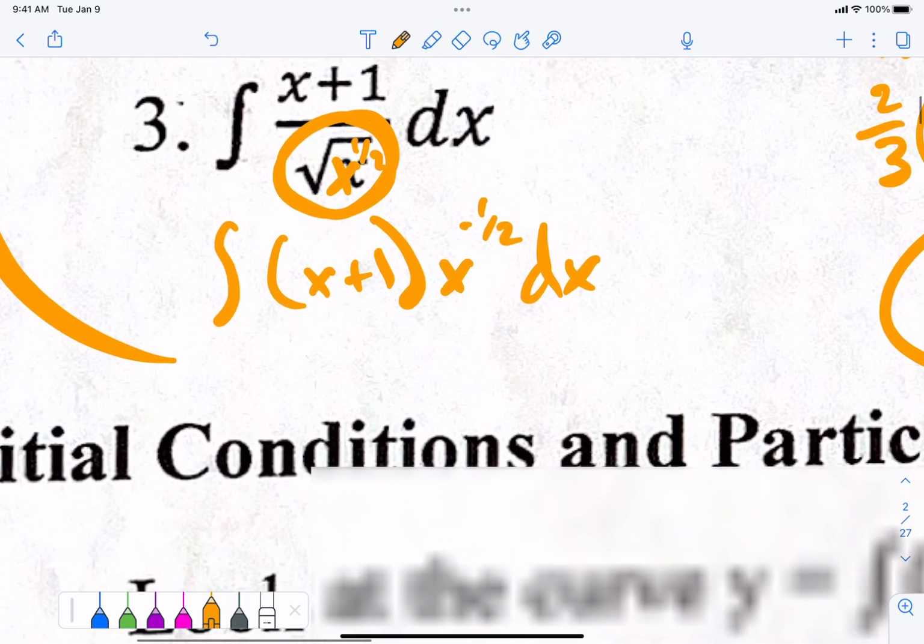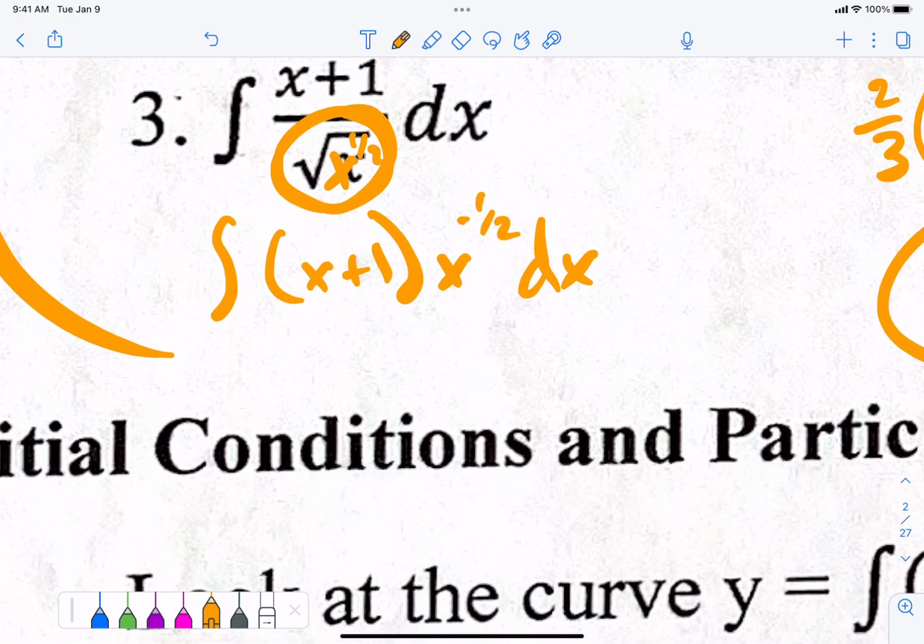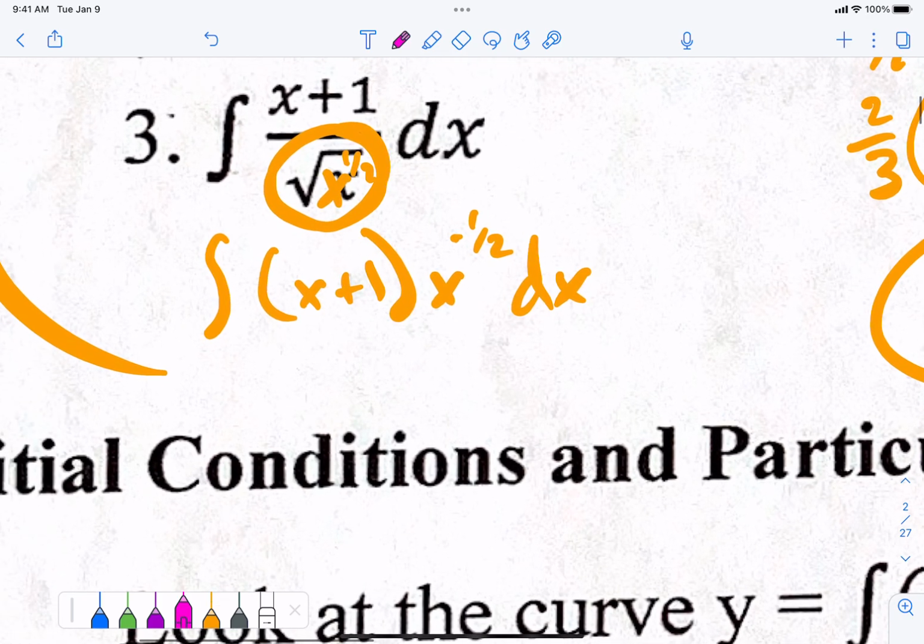Okay, we're gonna fix it. Ready? This is kind of a tough problem. All right, we're going to distribute this x through because there's no product rule for antiderivatives, right? There's no product rule for antiderivatives. So I'm going to multiply this through. This is x to the first power and x to the negative 1/2 power.